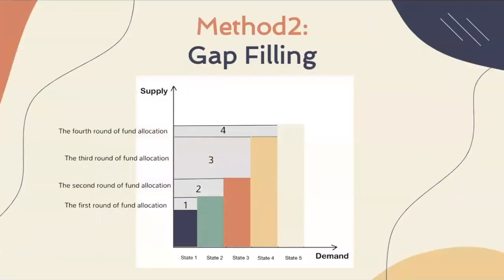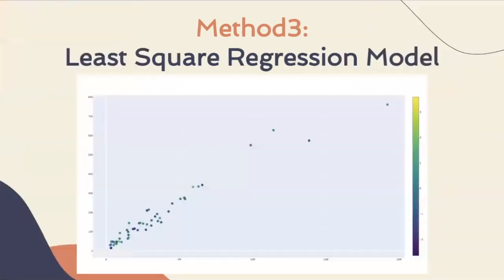Thus, in the second gap-filling model, we put funds step by step into the states where the supply-demand ratio is the lowest until the gap is filled. However, this approach is too extreme and biased, and since the amount of funds is not given, we cannot calculate the exact fund allocation ratio.